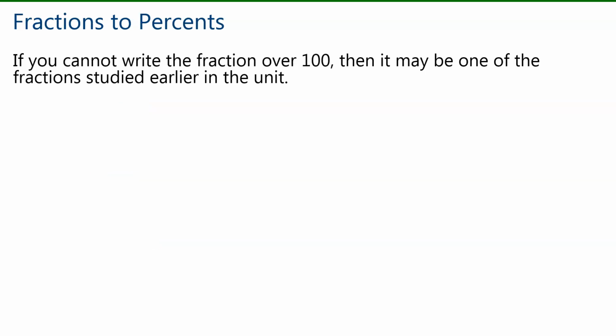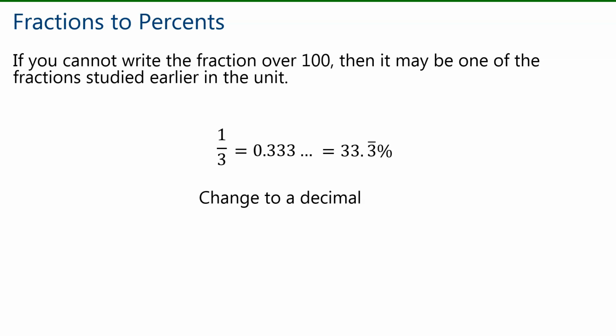Now to go back to fractions for a second, if the fraction can't be written over 100, then it may be one of the fractions that we studied earlier in the unit. So let's say you have 1 over 3. I can't multiply 3 by any whole number to give 100. So what we can do instead is change this to a decimal. We know 1/3 is 0.3 repeating. So now that it's a decimal, we can easily change this to a percent by moving the decimal 2 places to the right. So if we do that, we would get 33.3 repeating percent.